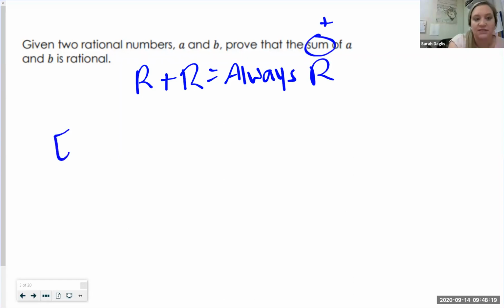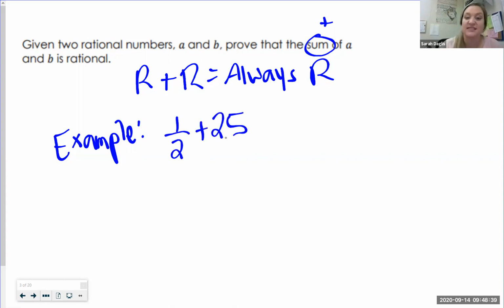Someone give me a rational number in the chat. Give me a number. All right, 1/2 and 25, good. So if I did 1/2 plus 25, and -25 would work also. That's the same thing as subtracting. If I did 1/2 plus 25, I would get 25 and 1/2, right? Those are all integers, that's gonna work. Good job.